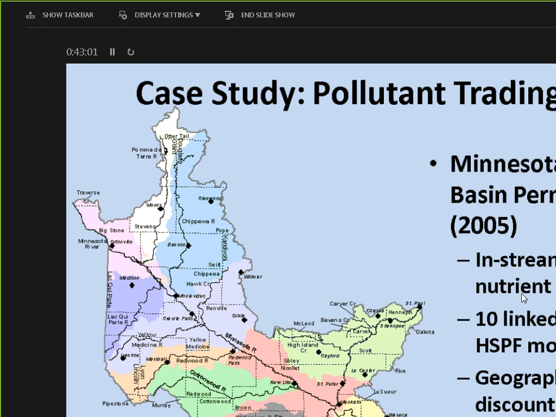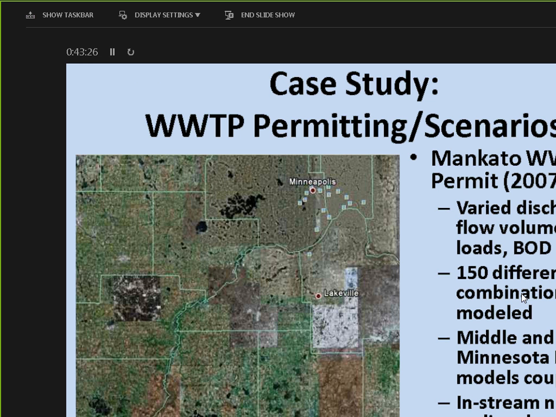And so the further away you are and the more you're off the main stem, the less makes it there. So if you're trying to reduce 100 pounds at Jordan, you can do that by reducing 100 pounds at Jordan. But you might have to reduce by 110 at Mankato, because only 90% of it, or 91% of it, makes it there. So we use HSPF to calculate the trading ratios.